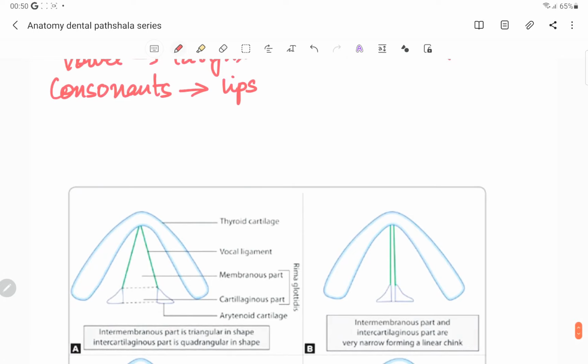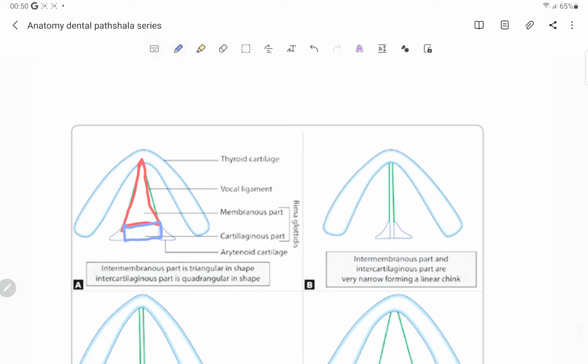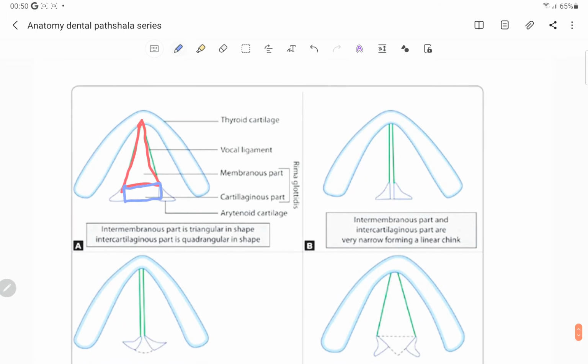And if you see the rima glottalis, we have got two components. One is the intermembranous part. Another one is the intercartilaginous part. So if you see the intermembranous part, normally during quiet breathing or in case of rest, this intermembranous part is triangular. And the intercartilaginous part, you can see, is quadrangular, basically more like a rectangular shape, we can say four-sided quadrangular. So the intermembranous part is the one which is triangular normally at rest, and the intercartilaginous part is between the cartilages.